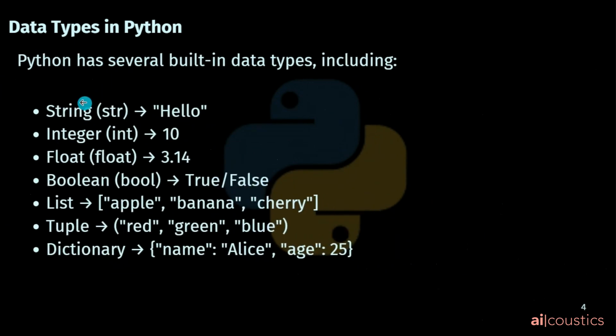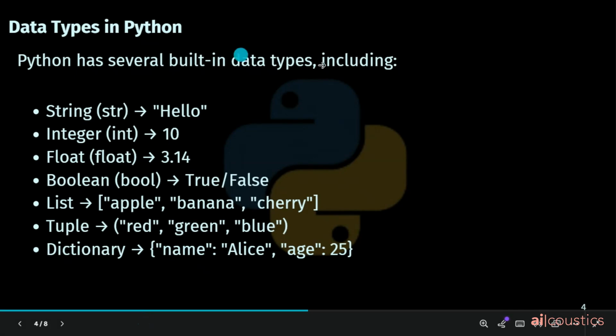Now, data types in Python. Python has several built-in data types, including string. String we give as "hello", then integer we write as int. For a float, we write it as float, and the float value will be 3.14. Boolean is true or false. And here we have a list: apple, banana, and cherry. Then we have a tuple: red, green, and blue. Here we have a dictionary with name Alice, age, and so on. For a dictionary there will be key-value pairs. That will be in our upcoming videos.